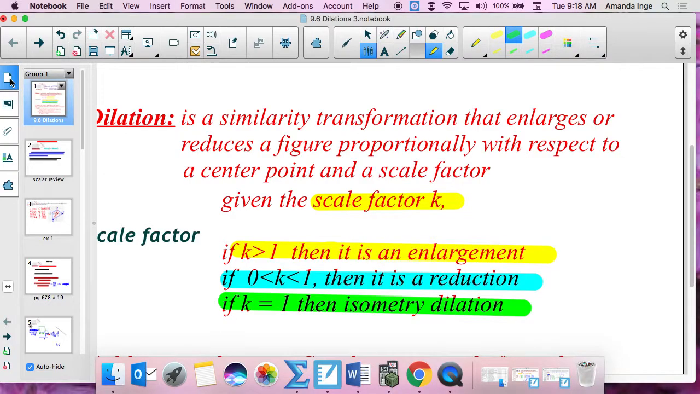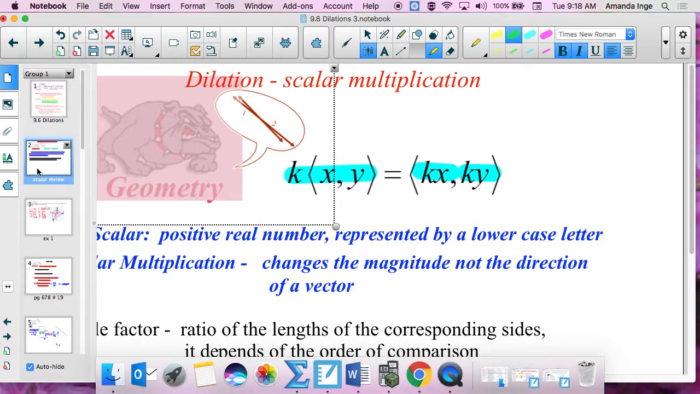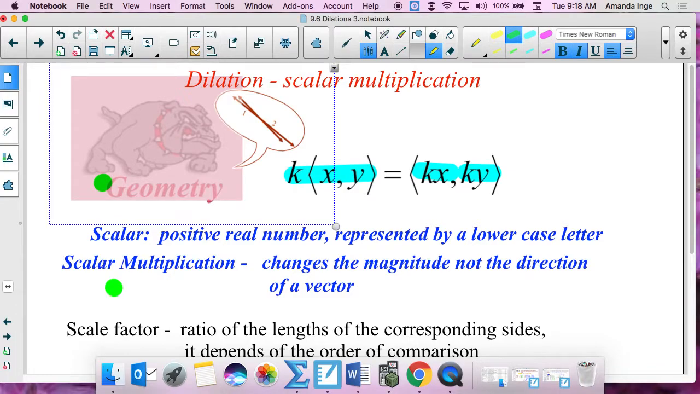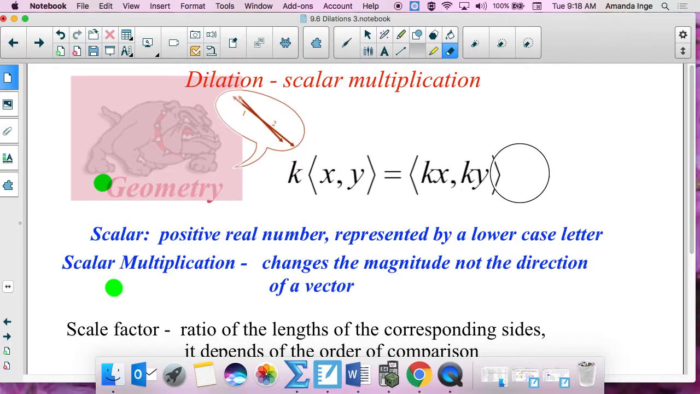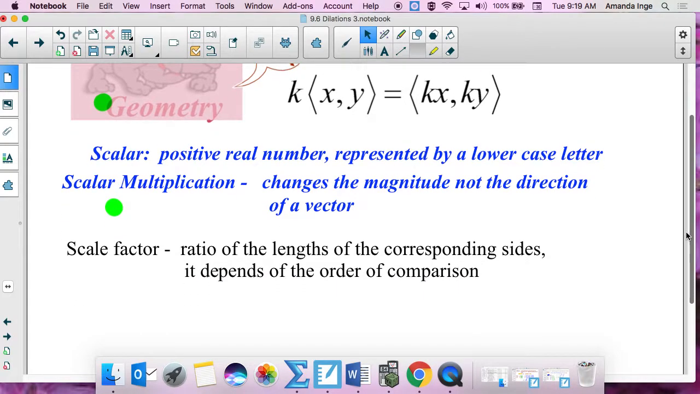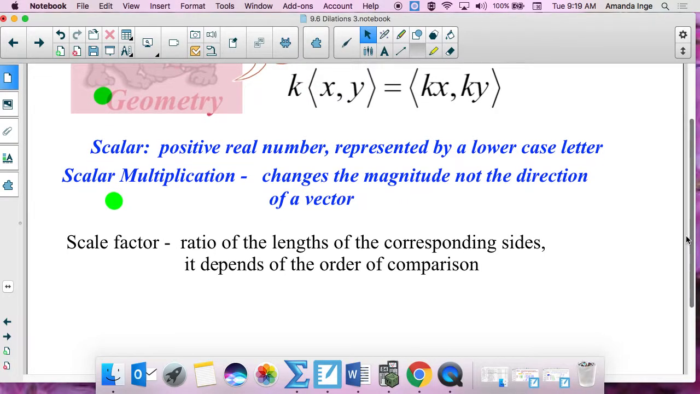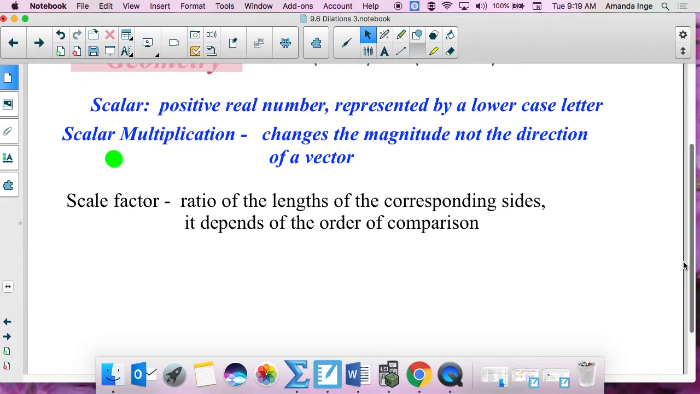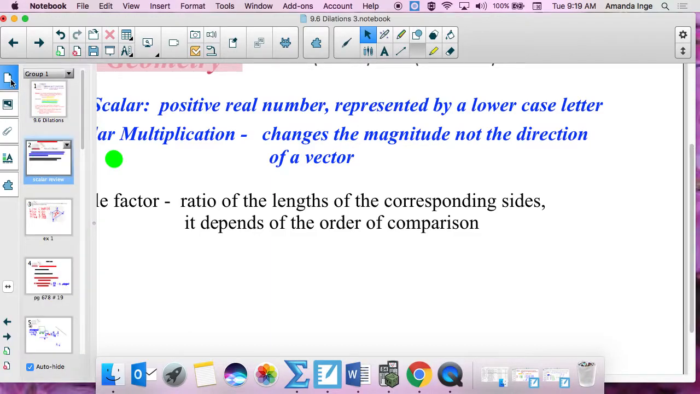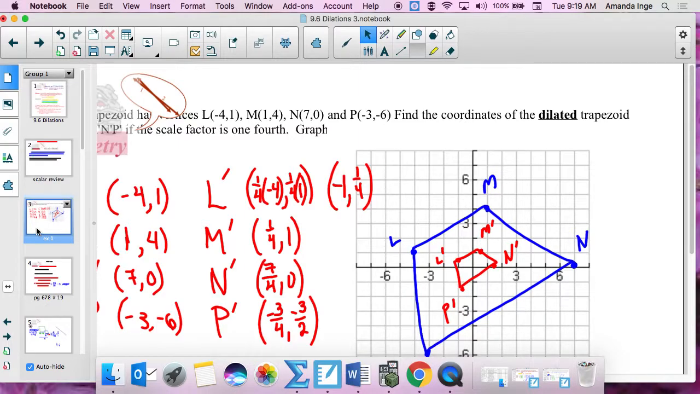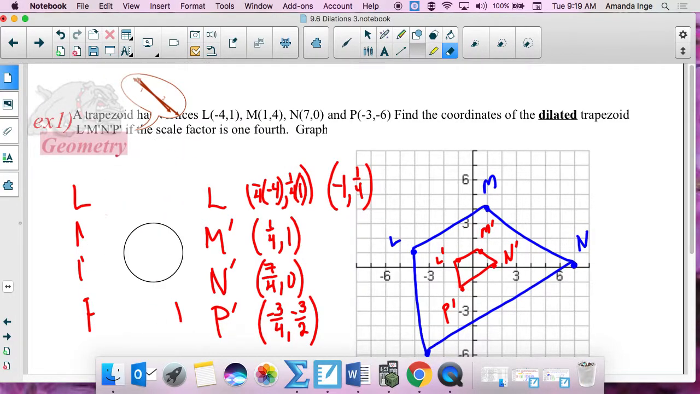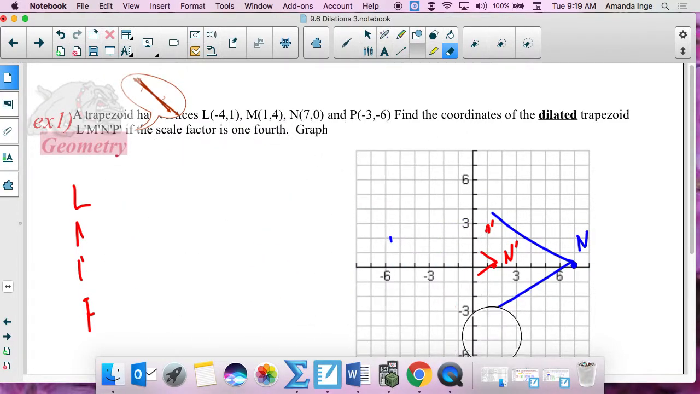All right. So let's talk about this because it's very simple. We're multiplying by a scale factor, which in this case is K. It'll always be a positive number, okay? So all you have to do, and here is a problem, and this is fairly simple, is multiply by whatever the scale factor is, okay?